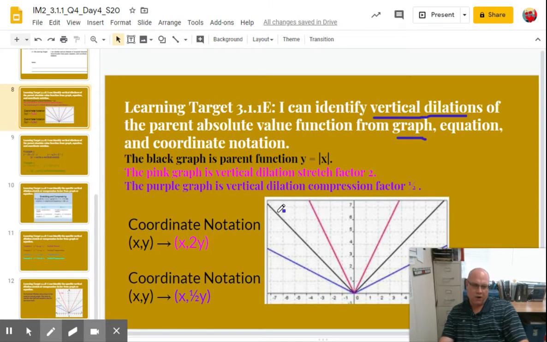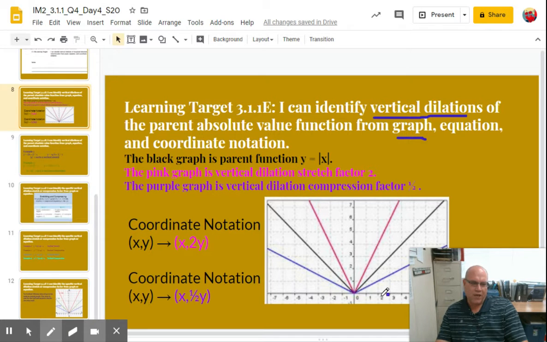dilation of our V. So our parent function, again, is the one that's in black. This pink one is going to be where we're using a scale factor of 2. So that is going to be absolute value of 2 is bigger than 1. So what happens is it's going to take that V, it's going to stretch it. So for every value of x, it's going to go up faster than the original parent graph. So you go over 1, we go up 1 for the parent graph. But for my one with the scale factor of 2, we go over 1, we go up 2.